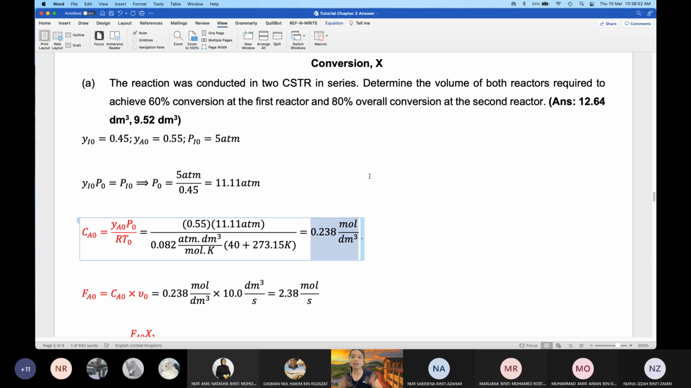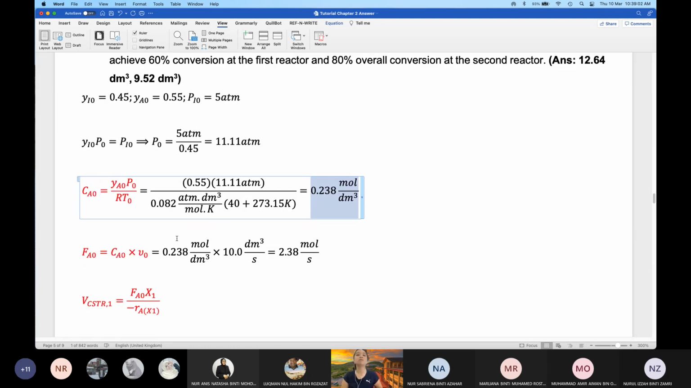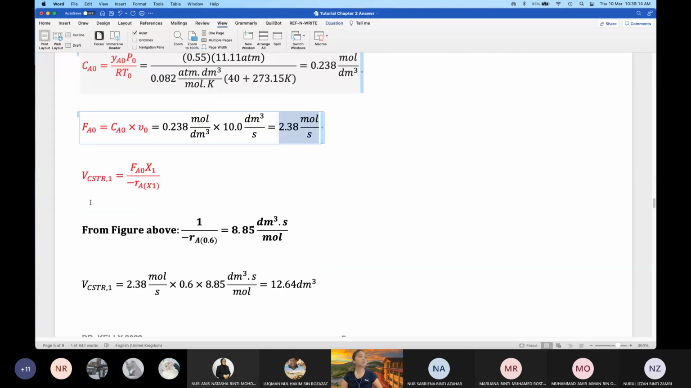But jangan stop kat sana, tak habis lagi soalan, tak solve pun lagi soalan sebab kita sebenarnya nak cari apa? FA0. So dah tahu CA0, okay, multiply with the given volumetric flow rate which is 10, then only you get your FA0. So jalan-jalan panjang-panjang ni sebenarnya kamu nak cari FA0 je dulu, belum pun lagi solve. Dah dapat FA0, baru kamu boleh solve soalan itu. Then only you can replace your FA0. You can replace your X1 which is 0.6.